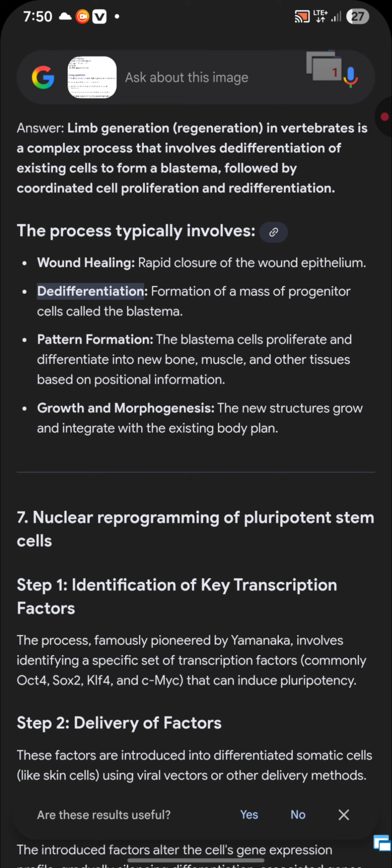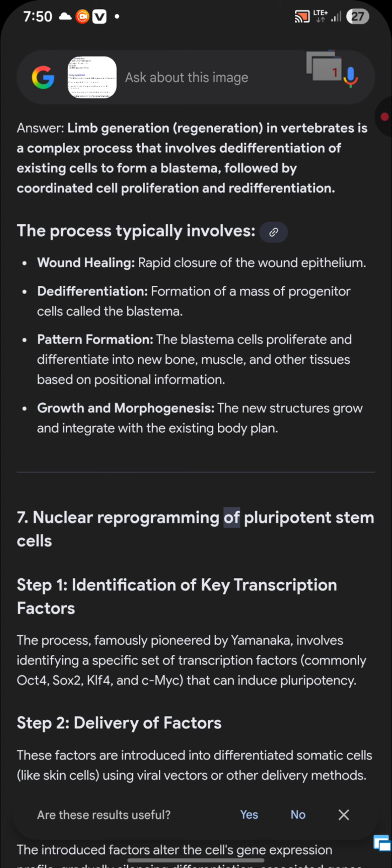2. Dedifferentiation, formation of a mass of progenitor cells called the blastema. 3. Pattern formation. The blastema cells proliferate and differentiate into new bone, muscle, and other tissues based on positional information. And 4. Growth and morphogenesis. The new structures grow and integrate with the existing body plan.